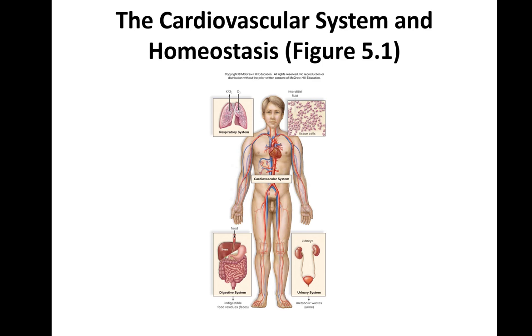Here's a picture showing you the heart and the different vessels. It takes blood to the respiratory system, where gas exchange occurs, where oxygen diffuses into our cells and CO2 diffuses out. It then brings that blood to the kidneys for filtration, and then picks up nutrients from the GI system.